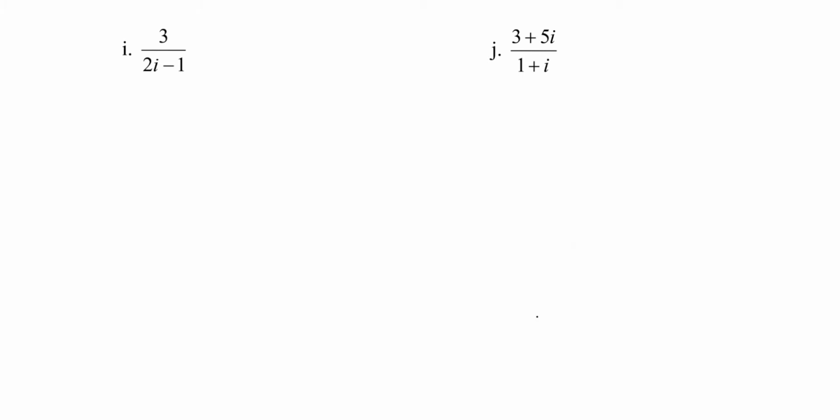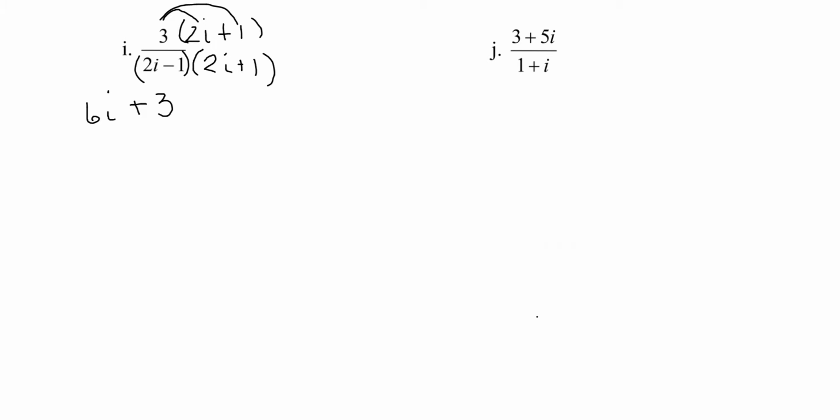So we're going to start off and multiply the top and the bottom by the conjugate to 2i minus 1. So it's going to be 2i plus 1. And whatever I do to the bottom, I have to do to the top. So on the top, I'm going to go ahead and distribute. And that will leave me with 6i plus 3. And they're not like terms, so I'm done there.